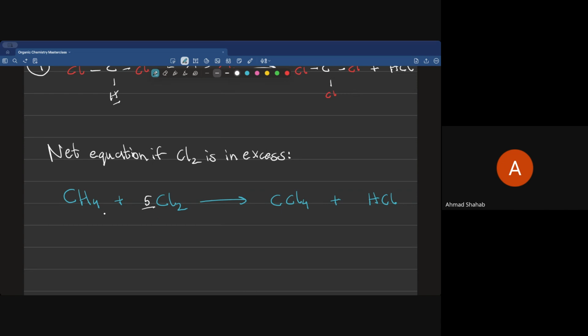I should balance hydrogens first. We have 4 hydrogens here, so we will write 4 in the coefficient. It balances hydrogen. Achha, now chlorine has to be balanced. We have 4 here and 4 here. 4 plus 4 will be 8, 8/2 will be 4. Now what is happening here? You see, it says that 4 chlorine molecules combined with one methane molecule to form one CCl4 molecule and four HCl molecules.